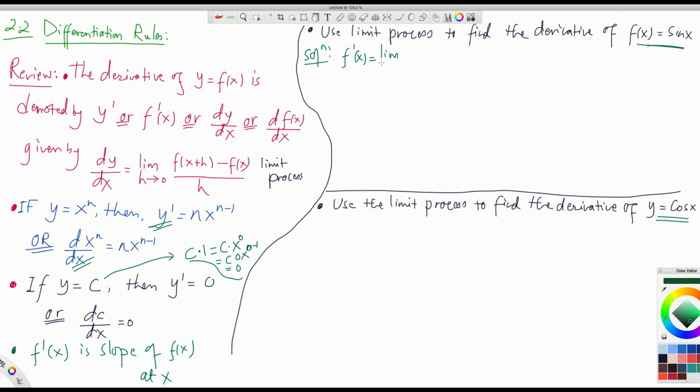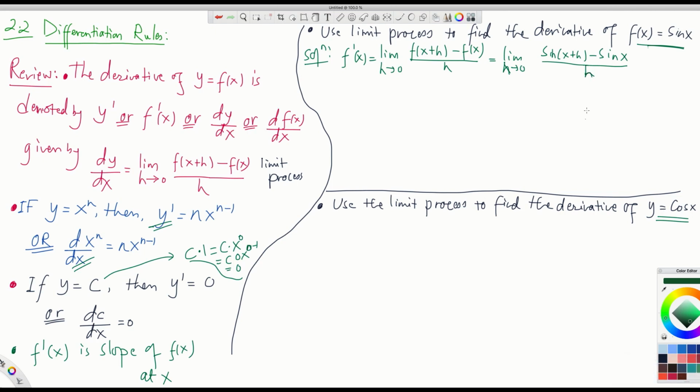Limit h tends to 0 of f of x plus h minus f of x, and then divide by h. Now what is the value of f of x plus h? Limit h tends to 0, f of x plus h will be x replaced by x plus h. You will have sine of x plus h minus sine x, divided by h.